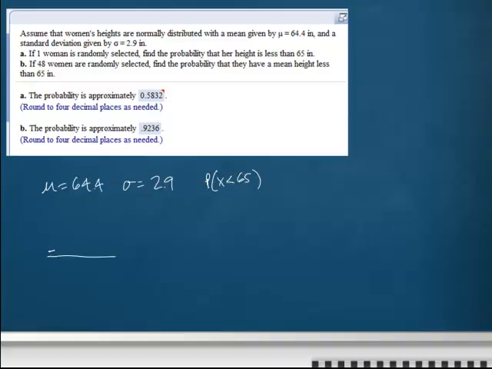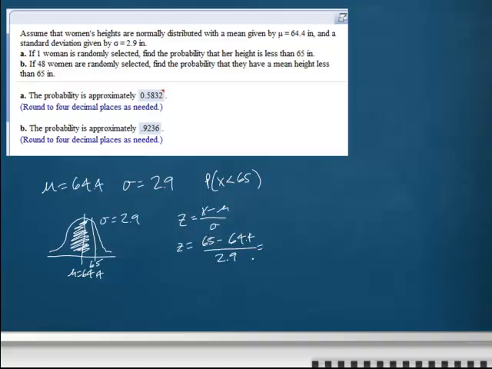So we have a normal distribution with a mean of 64.4 and a standard deviation of 2.9, and we're supposed to find the probability that x is less than 65. So that's what the picture would look like. And in order to find this probability, we're going to have to calculate a z-value, and we'll use the formula z equals x minus mu over sigma. So we'll have 65 minus 64.4 divided by 2.9, which will give us 0.21 when we round to 2 decimal places.